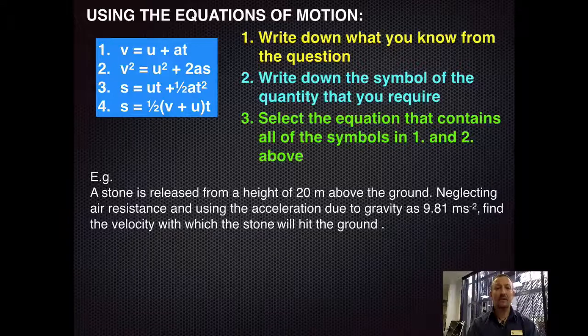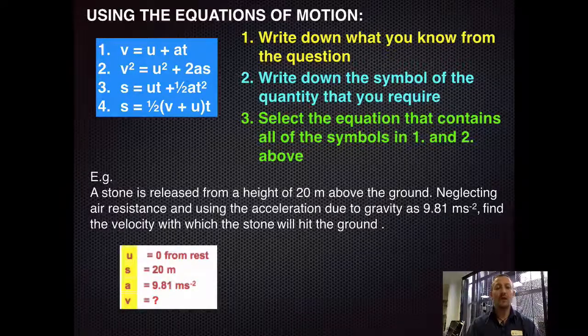So in this example, we've got a stone which is released from a height of 20 meters above the ground. Neglecting air resistance and using the acceleration due to gravity as 9.81 meters per second squared, we've got to find the velocity with which the stone will hit the ground. So following what we've done, let's do 1 and 2. In 1 and 2, we know that U equals 0 because it states it goes from rest. The distance is 20 meters. Acceleration is 9.81 meters per second squared, and we've got to find V. So I've got U, S, A, and V.